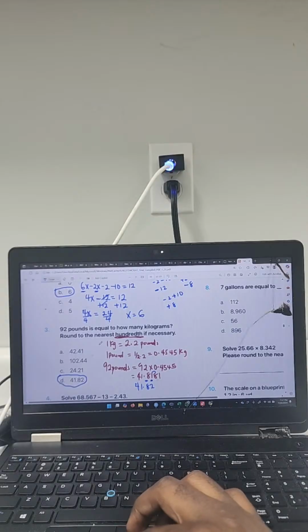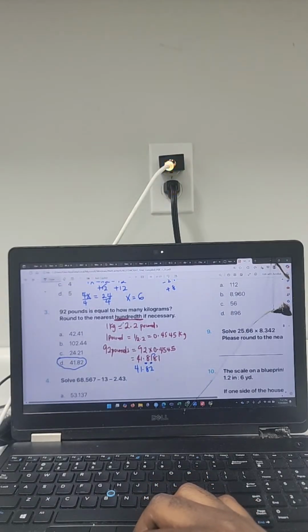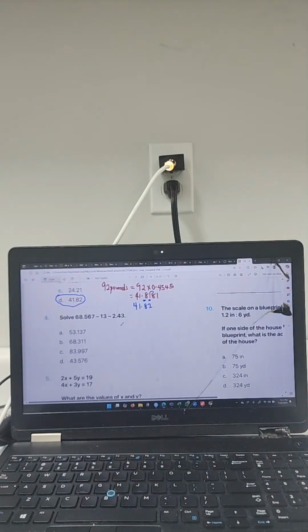Questions? Okay. Number 4. It says, solve this. You can solve this without using your calculator. Here you have 68.4. Is calculator allowed for the exam?